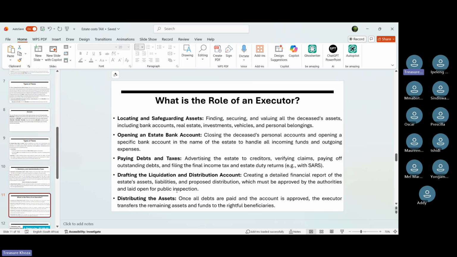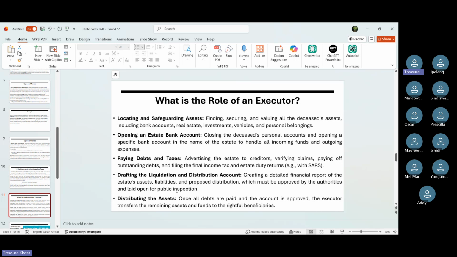And then the third responsibility for them is to open an estate bank account. So closing the deceased's personal accounts and opening a specific bank account in the name of the estate to handle all income, funds, outgoing and expenses. So they are going after everything. They have to open an account through which everything is going to be accessed.